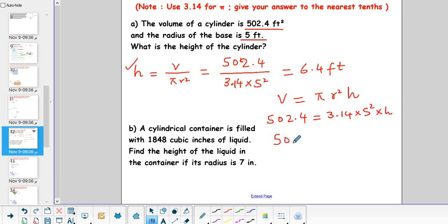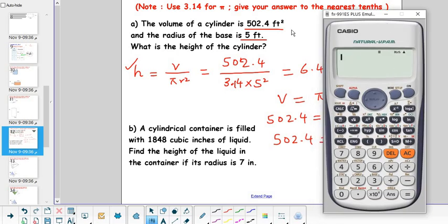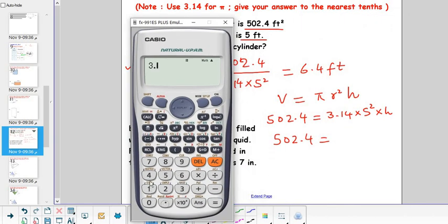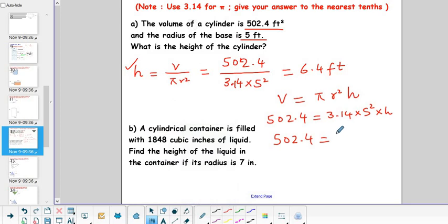Now 502.4 equals what? Let's multiply these two. 3.14 times 5 squared gives us 78.5. So I'll write over here 78.5 h. Now to make this h on its own, I will divide this side by 78.5 so that I could have h on its own, and here 78.5.